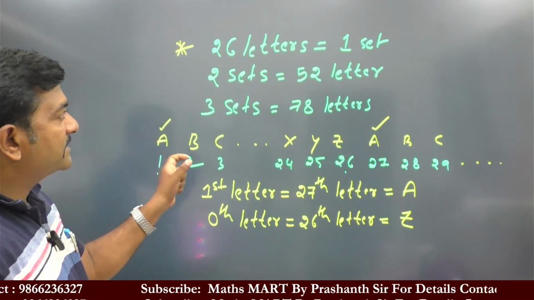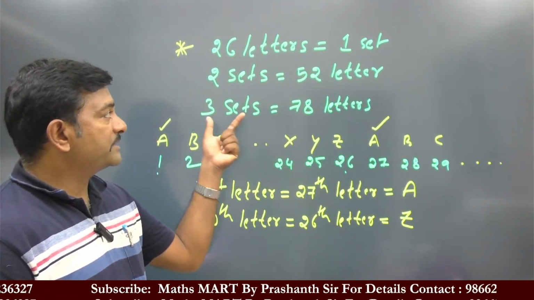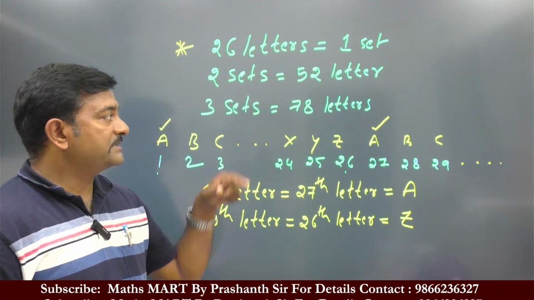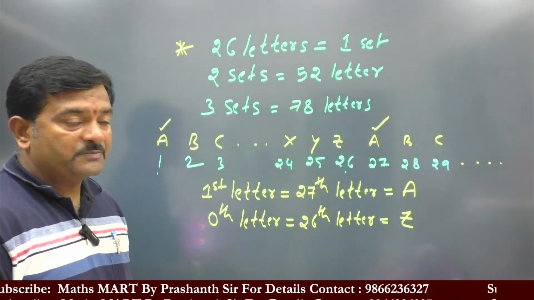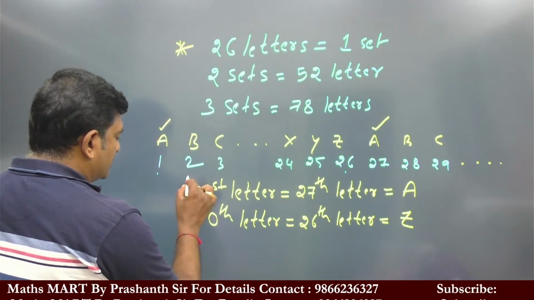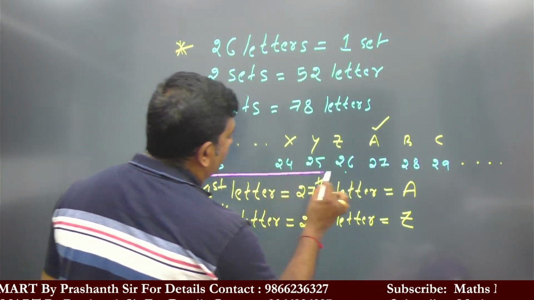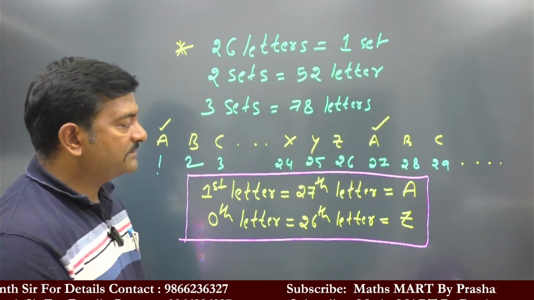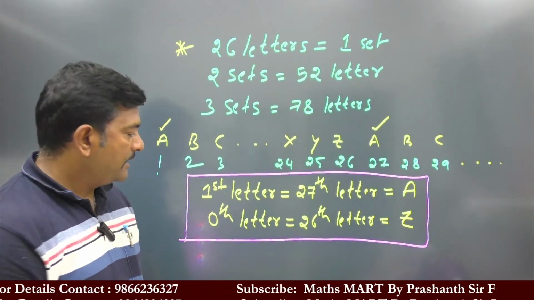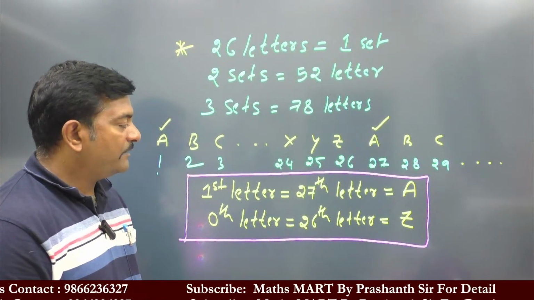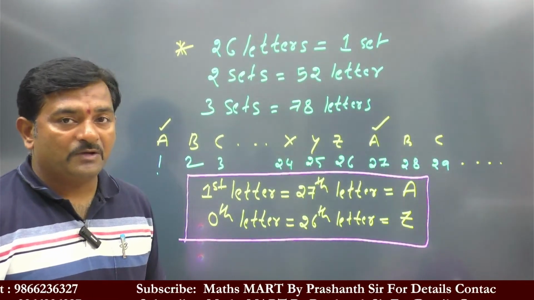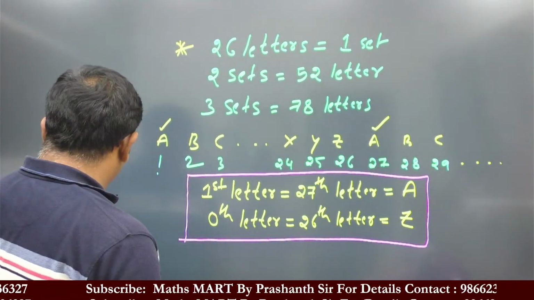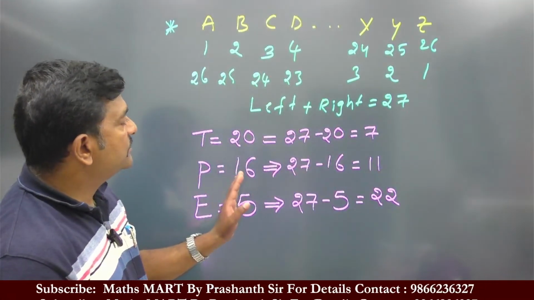Afterwards, 26 letters means one set, two sets means 52 letters, and three means 78 letters. Then this particular part is somewhat important. Just have a look at what it is. The first letter and the 27th letter are both equal to A, and the 0th letter and the 26th letter are both equal to Z.